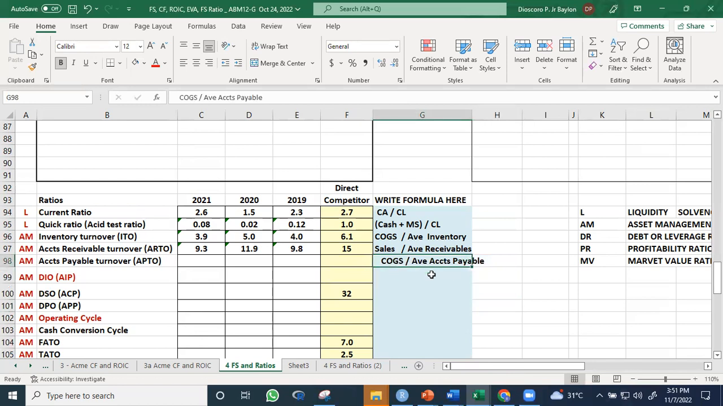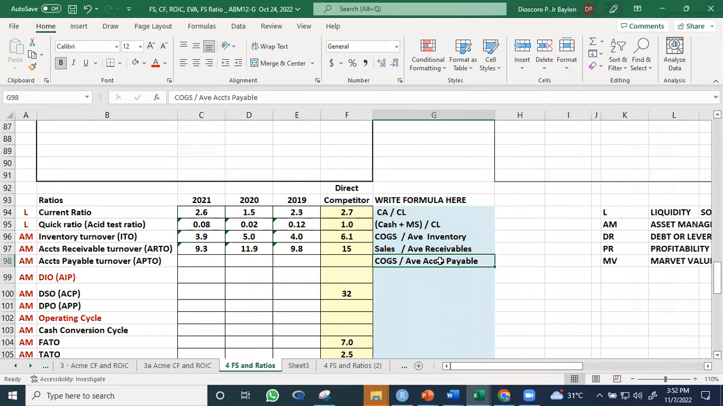Kasi sa cost of goods sold, andoon yung cost ng inventory. Of course, may mga kasamang ibang cost yan. So, which makes it a bit inaccurate kasi kasama dyan, for example, yung direct labor. Kasama yun sa cost of goods sold. Eh, hindi naman related yun dun sa trade payables natin. Okay? But if you're going to use it consistently throughout the years, okay lang yan. Nami-mitigate yung differences between years.